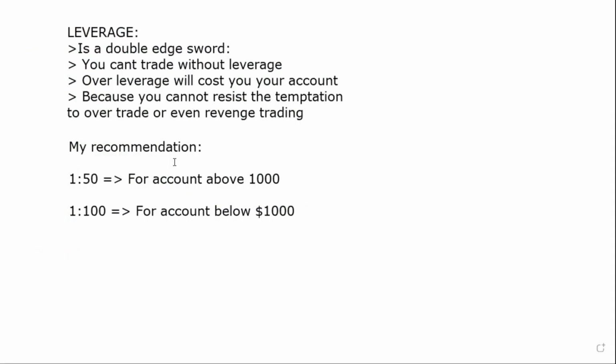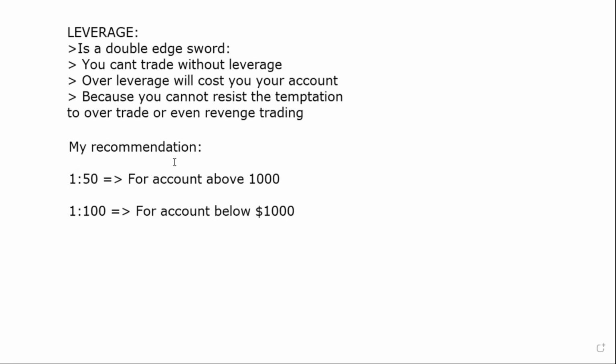Now, on leverage, it's a double-edged sword. You can't trade without leverage. That's the truth. And with over-leverage, you can't resist the temptation of overtrading and revenge trading. Those are the two enemies of over-leverage. Besides that, using the right leverage is recommended for proper trading. Here is my recommendation: 1:50 if you're using an account of 1,000 and above. And if your account is less than 1,000, I would recommend 1:100. After all, in Europe and in the UK, the highest leverage you have is 1:30. So you're still way off. You're still better. Even with your $100, you should be able to make some money for yourself.